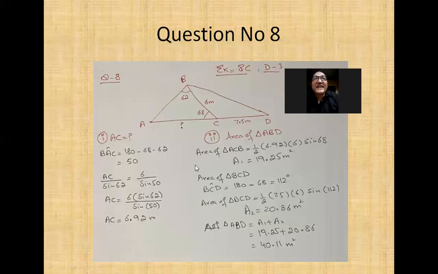Let me say this is area 1. This is the area of this triangle. Now I will try to find out the area of this triangle. In this triangle, you can see very easily that this is 6 meter and this side is 7.5 meter. I can find this angle.